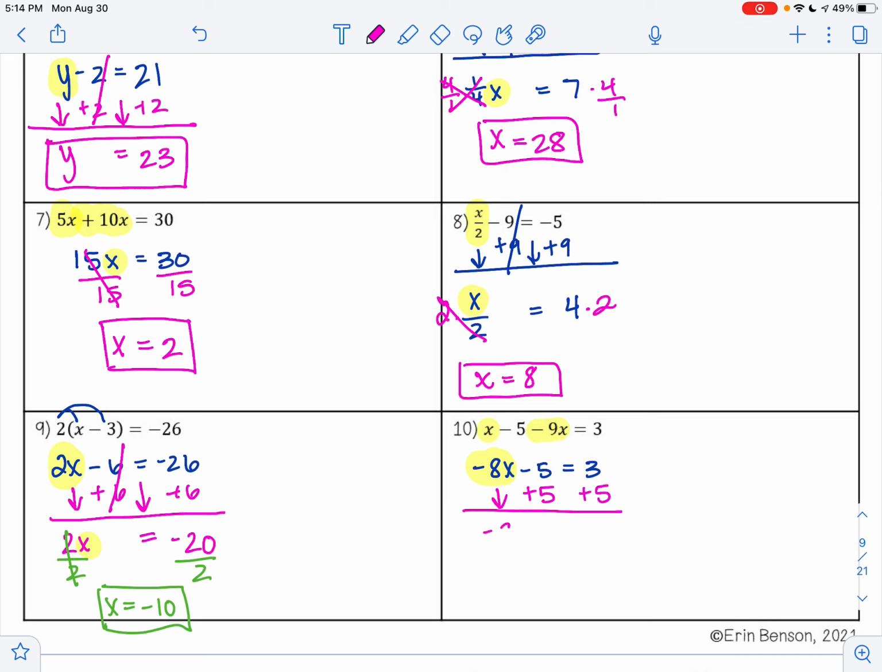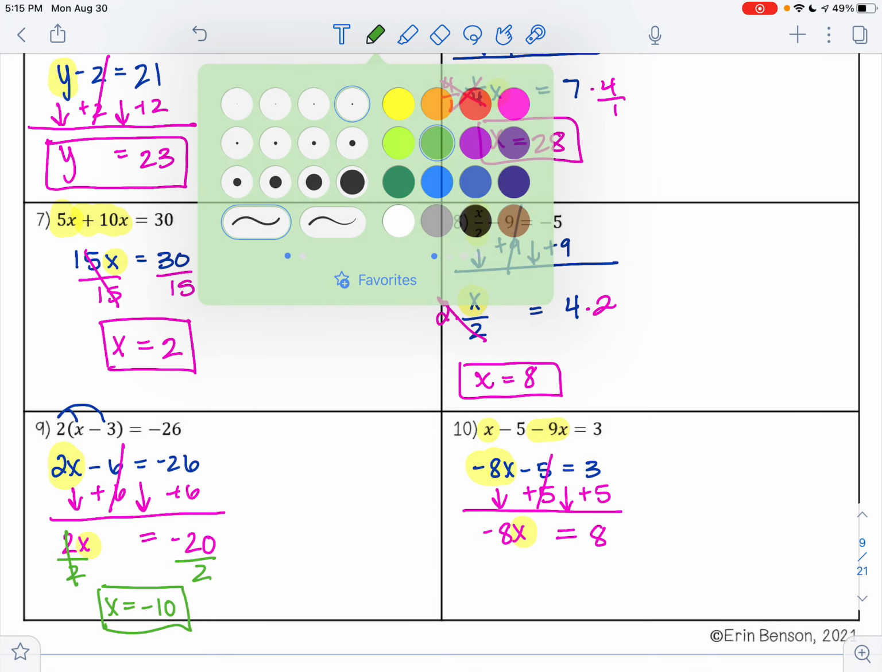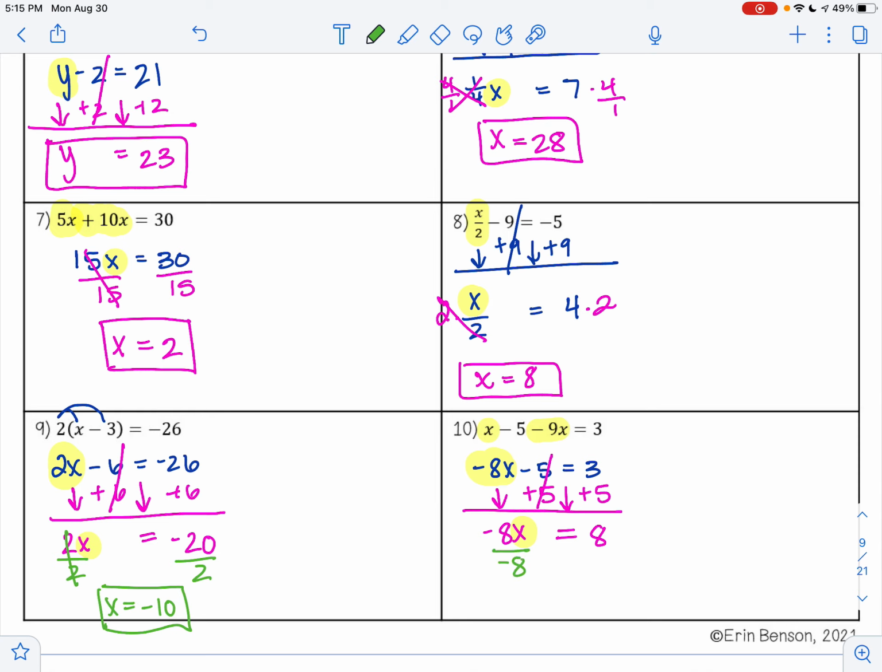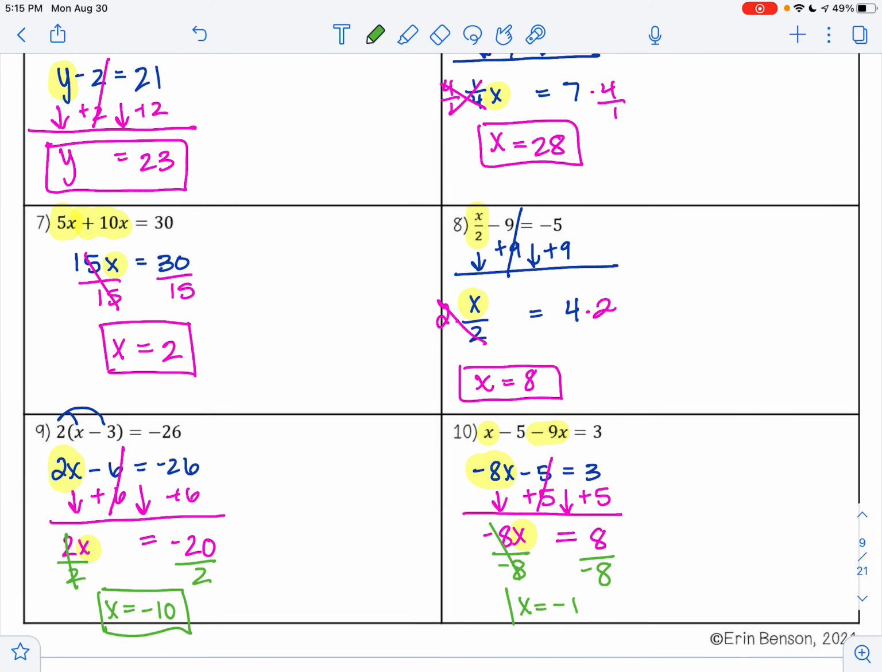So I'll bring down my negative 8x. Negative 5 plus 5 is 0. Bring down my equal sign. 3 plus 5 is 8. I want to get x by itself. X is being multiplied by negative 8. To undo multiplication, I'll do division. Negative 8 divided by negative 8 is positive 1, so that leaves me with a positive 1x. 8 divided by negative 8 is negative 1. So my answer is x equals negative 1.